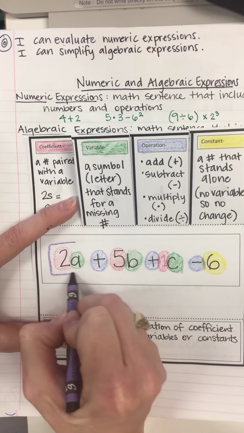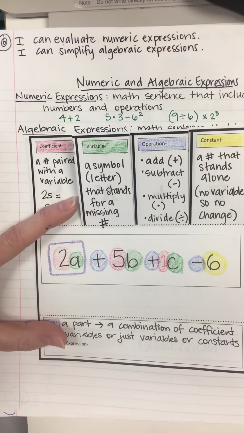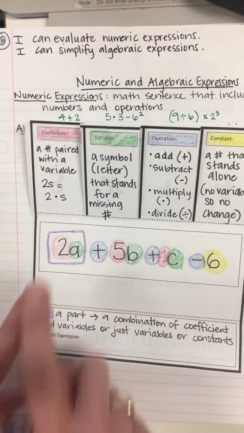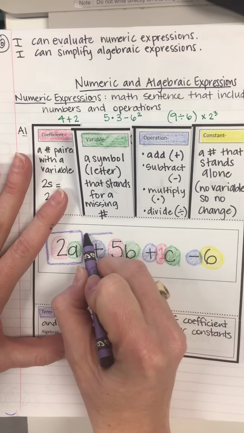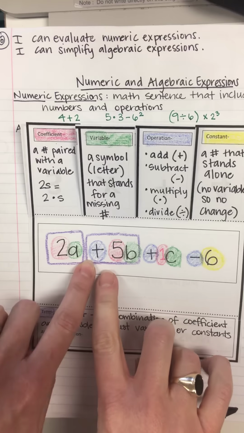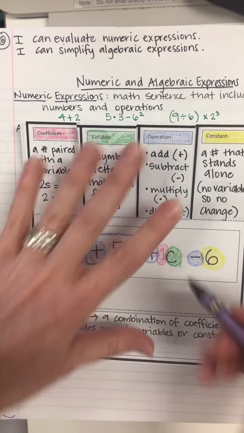So this is a term because it's a combination of a coefficient with a variable. So these two always go together, they travel together. I also see that this is a term because it says plus 5b.